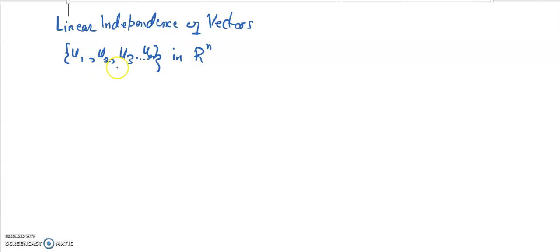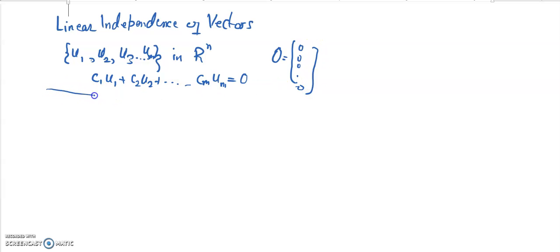These vectors will be linearly independent if and only if c1 u1 plus c2 u2 and then up to cm um will be equal to 0. That means every component of the vector will be 0. So this is the condition for the linear independence of vectors.